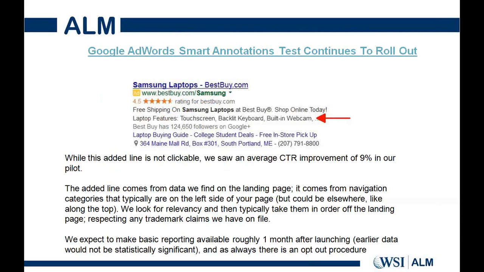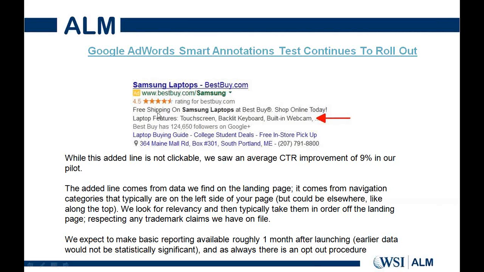Google AdWords has made an interesting update in the way that they display ads. Here's a typical ad that's getting displayed. It's an ad for Best Buy, and you can see that you have the title at the top, which is Samsung laptops bestbuy.com, followed by the display URL, and then there's a rating that's getting displayed as well. The rating's being pulled from an internal search.